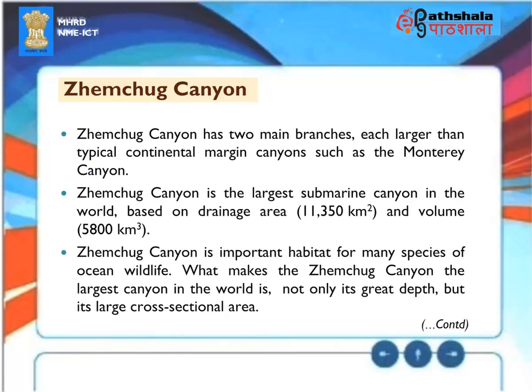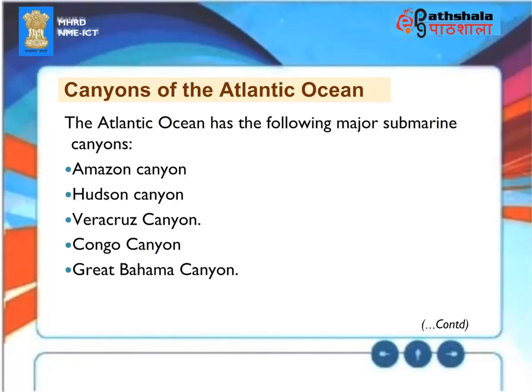Zhemchug Canyon has two main branches, each larger than typical continental margin canyons, such as the Monterey Canyon. Zhemchug Canyon is the largest submarine canyon in the world, based on drainage area, 11,350 square kilometers, and volume, 5,800 cubic kilometers. It is an important habitat for many species of ocean wildlife. What makes it the largest canyon in the world is not only its great depth, but its large cross-sectional area.